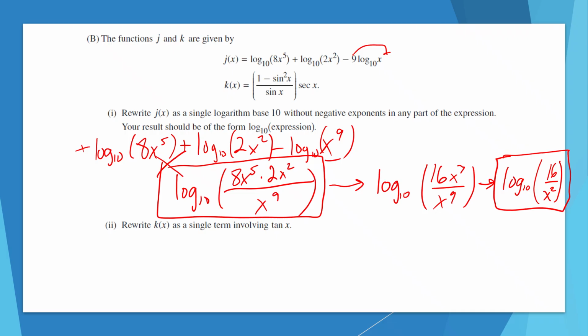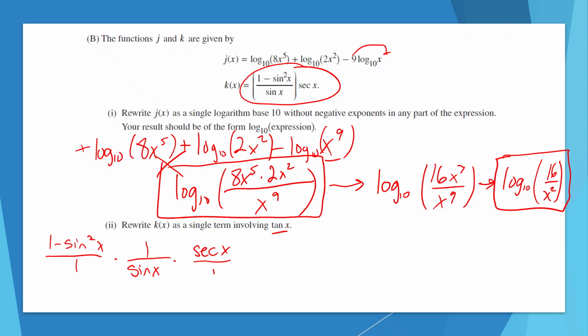All right, for part 2, rewrite k of x, this trig function, as a single term involving tangent. So taking a look here, we have 1 minus sine squared x. I'm going to start by splitting everything up into its own fraction. So 1 over sine of x times secant x over 1 here. Once we get everything into its own fraction, we want to get everything into a single trig function, which means we got to simplify this 1 minus sine squared.